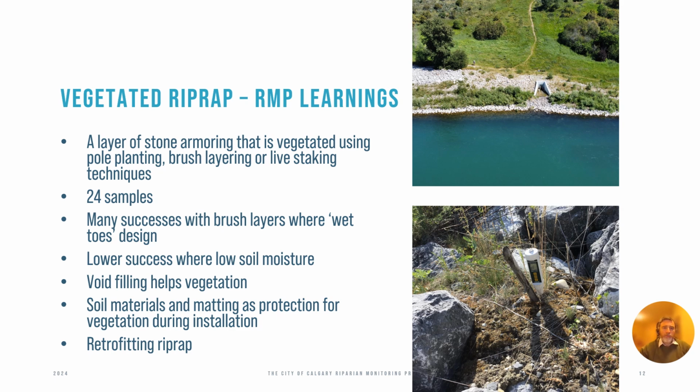Best practices include filling riprap voids with soil or gravel to support vegetation, improve wildlife passage, and create a more natural look. Some sites use soil and matting around cuttings for protection and to aid establishment. A few bare riprap sites were retrofitted with soil and planted, which will be discussed in the Bioengineering Demonstration and Education Project case study presentation.